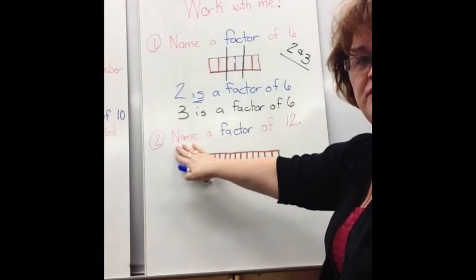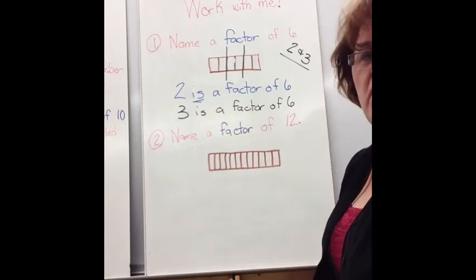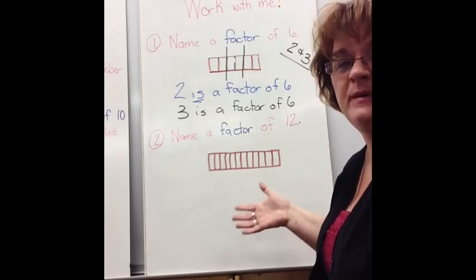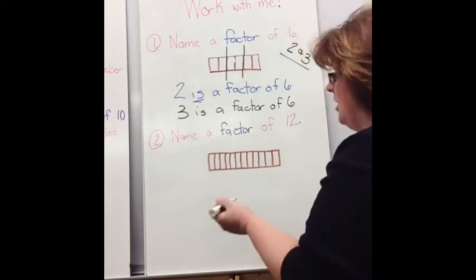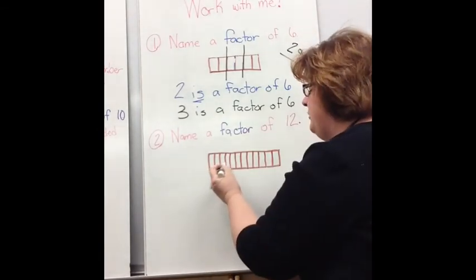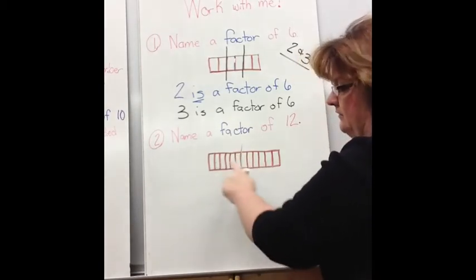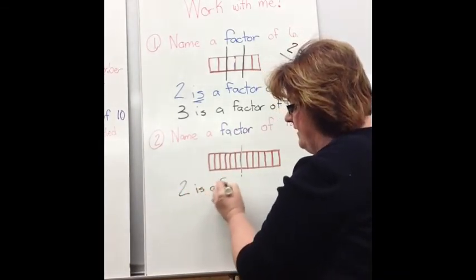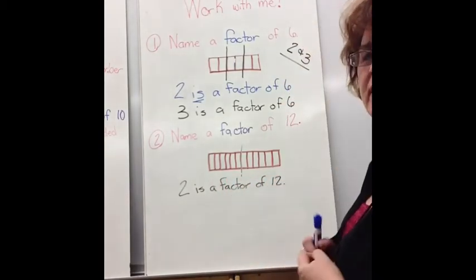Now let's go down to problem number 2. It says name a factor of 12. Here you can see I've drawn out a picture of a Hershey candy bar, and it has 12 sections in it. What we need to do is figure out how can this be broken apart evenly? How can it be divided? Factors is always about division. So first off, I'm going to always go with number 2 because that's a nice, easy, clean way to do it. So I'm going to go 1, 2, 3, 4, 5, 6. I know that 6 and 6 is 12. So I know that this part, 12, can be broken into 2 even parts. Therefore, 2 is a factor of 12.